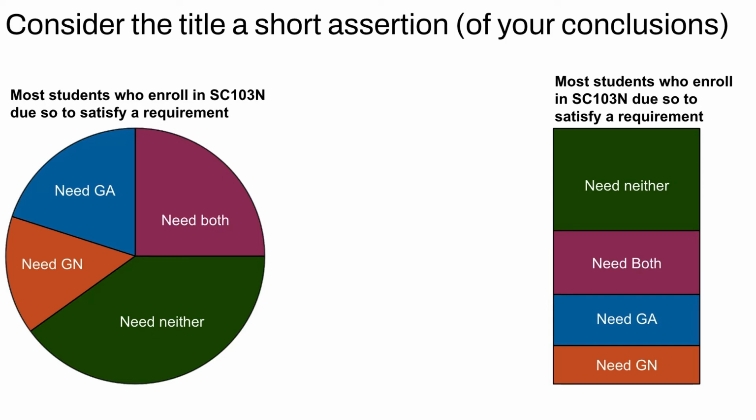Instead, I think it's better to make the title an assertion. And that assertion should be what you want people to conclude from looking at your data visualization. So in this case, we might say that most students enroll in SC103N to satisfy a particular requirement. Now we've made that assertion, and the data that we're presenting is the evidence for that assertion.